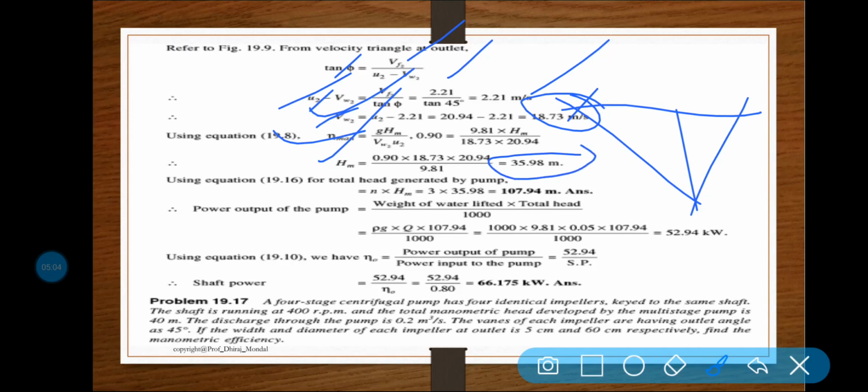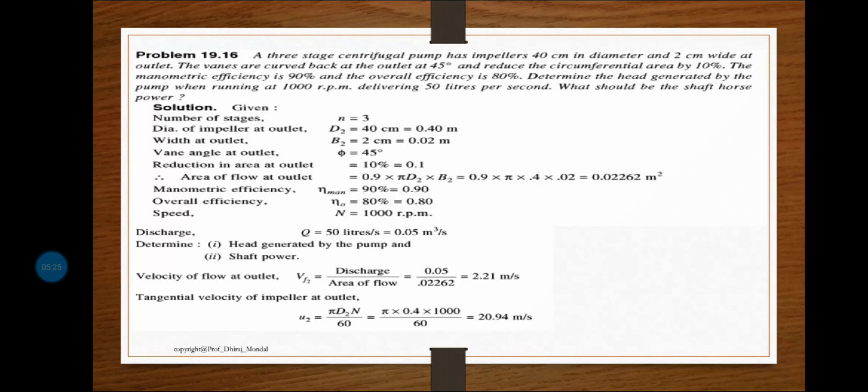As you have got the manometric head of 35.98 meter, can I find out the total head generated, that is N into Hm? Clear? So N into Hm is the total head generated, so 107.94 meter. So that is your one answer: determine the head generated by the pump when running at this RPM.